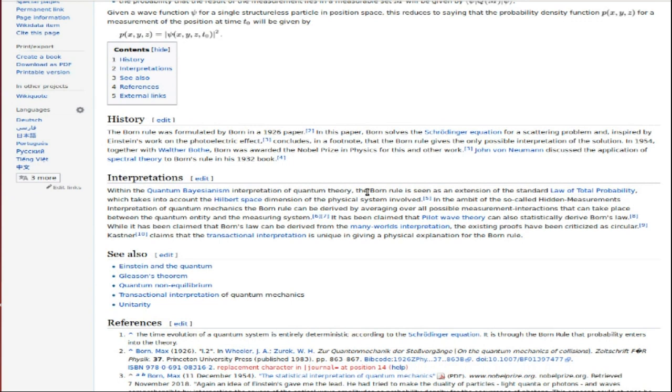Essentially, it says within a quantum interpretation of quantum theory, the Born rule is seen as an extension of the standard law of total probability, which takes into account the Hilbert space dimension of the physical system involved. In the ambit of the so-called hidden measurements interpretation of quantum mechanics, the Born rule can be derived by averaging over all possible measurement interactions that can take place between the quantum entity and the measuring system. Now, I think this is what he's saying.